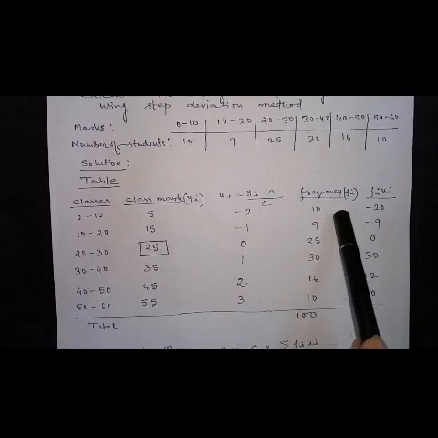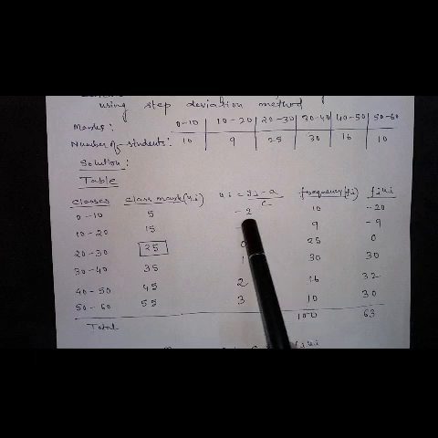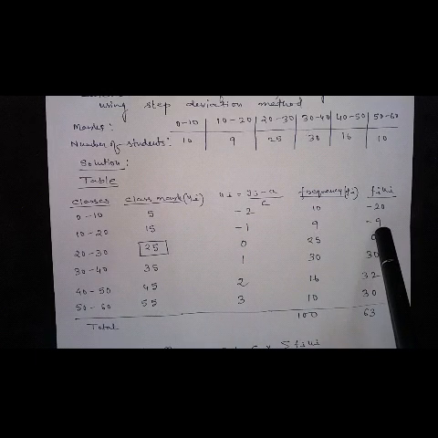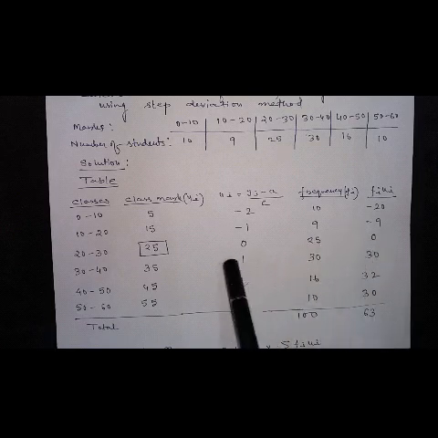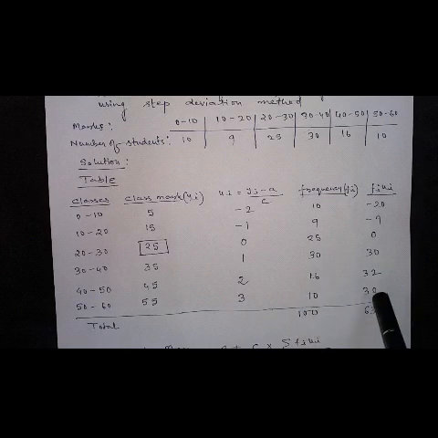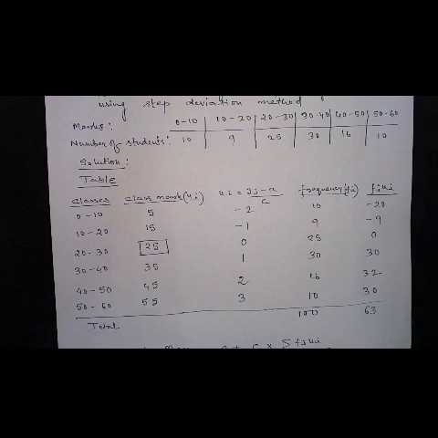Now we have to multiply that frequency with ui, that means fi ui. So minus 2 into 10, minus 20, minus 1 into 9, minus 9, 0 into 25, 0, 1 into 30, 30, 2 into 16, 32, 3 into 10, 30. Now we have to add this. So if we add, it is coming 63.